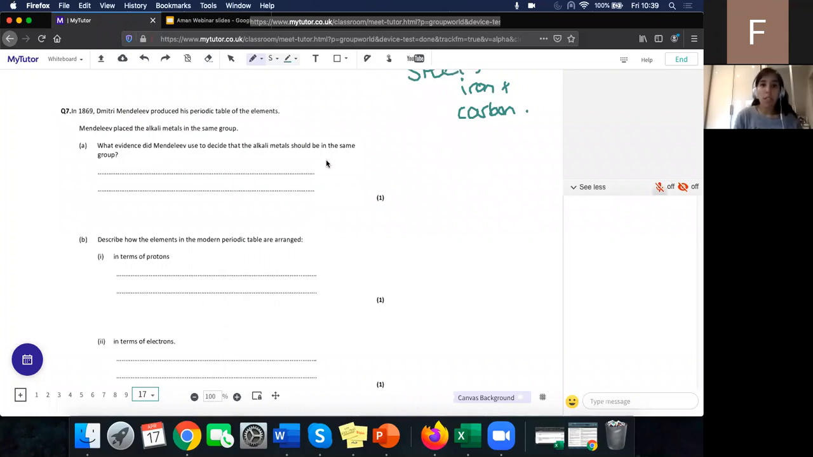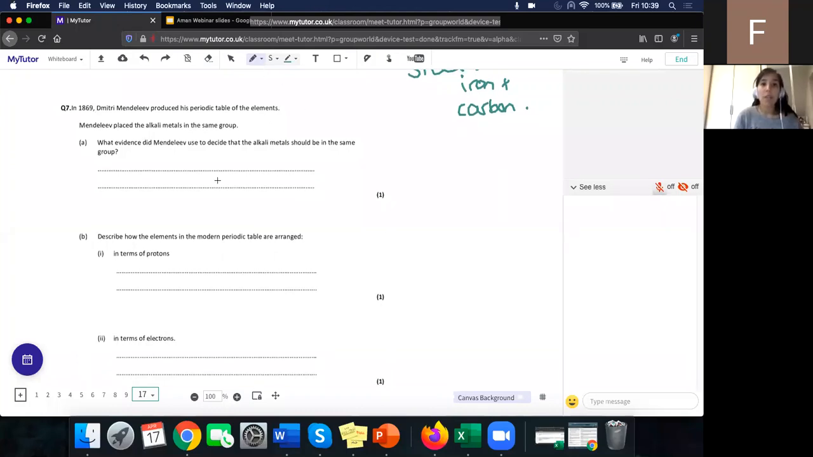Reactivity, their properties. Someone's saying, I don't understand alloys. Would you mind telling me specifically what it is you don't understand, or is it just alloys in general? Everyone that's saying their properties and their reactivity, you're exactly correct. Mendeleev looked at the properties of alkali metals, saw that they had the same properties, so put them in the same group. Well done.